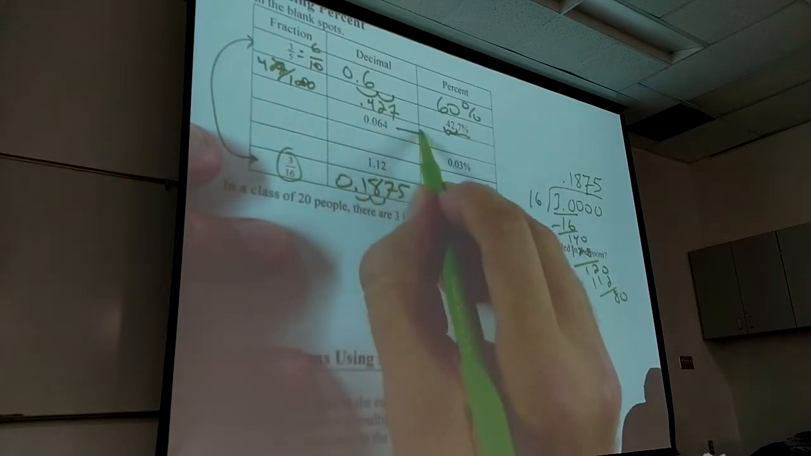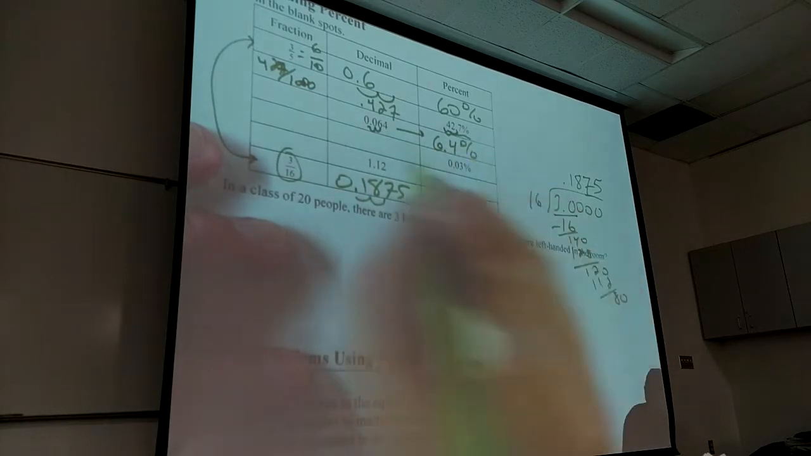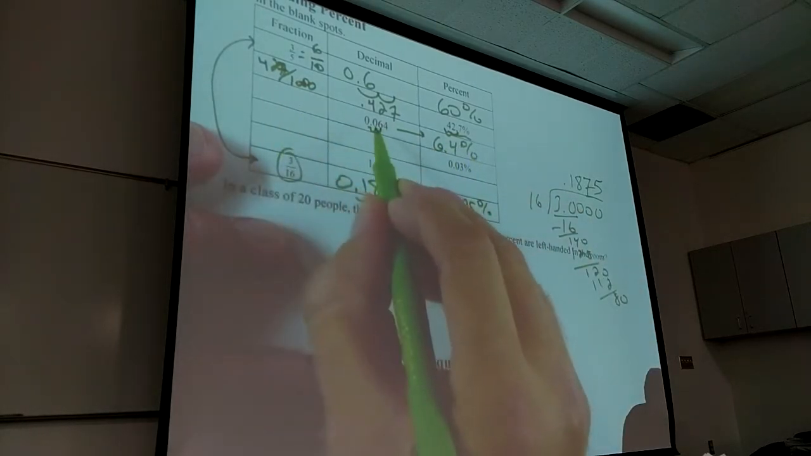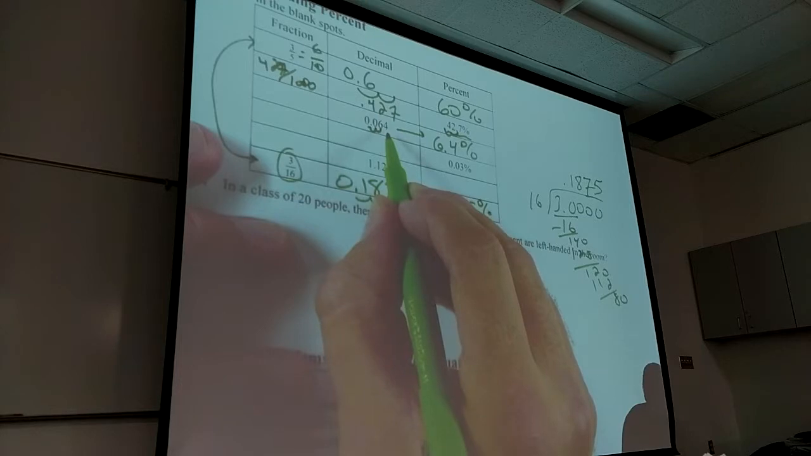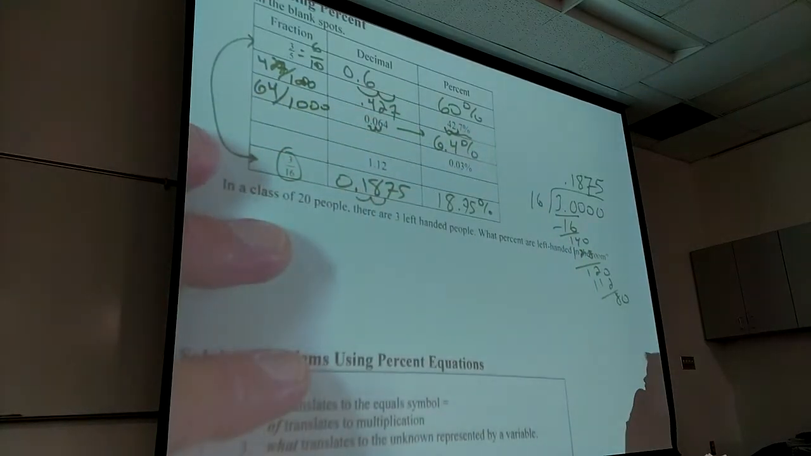All right, I like it. So as a percentage, it'll be once, twice, 6.4%. And as a fraction, of course, again, it's going to be thousands place, 64 out of 1,000. I like it.